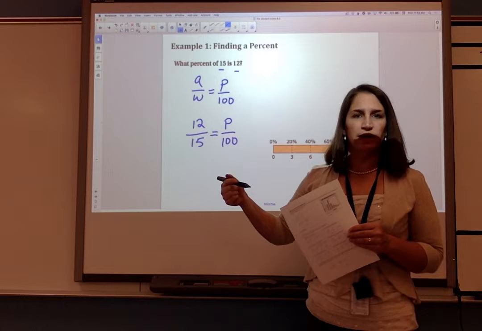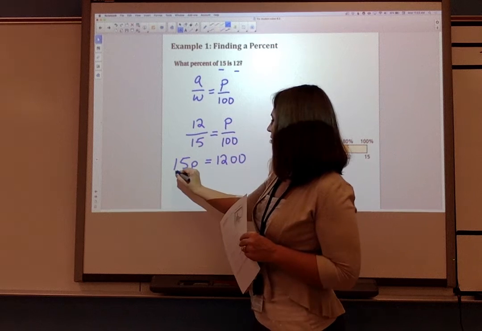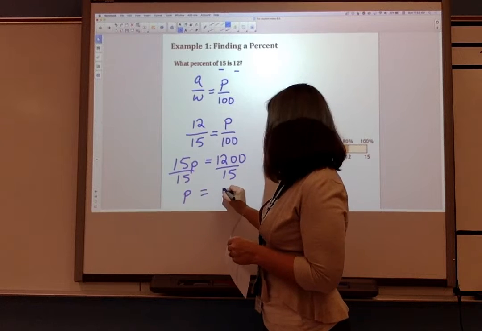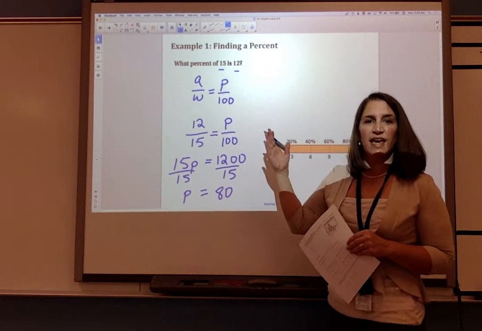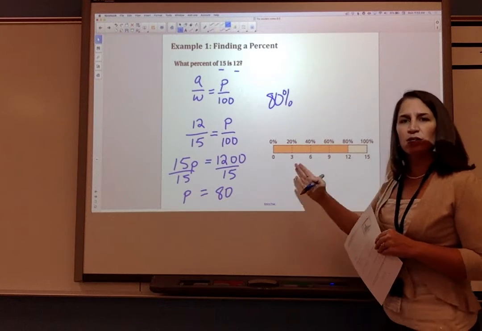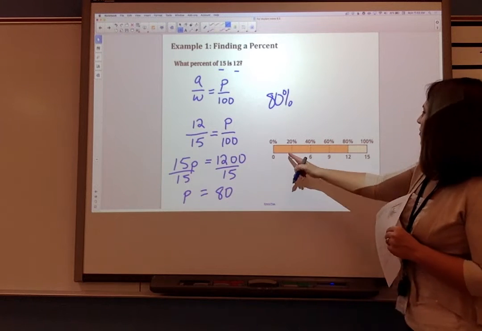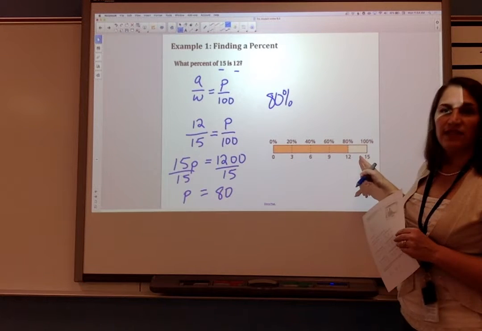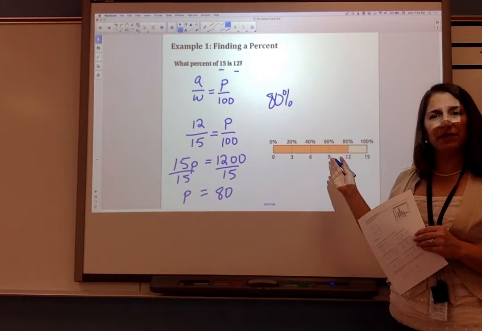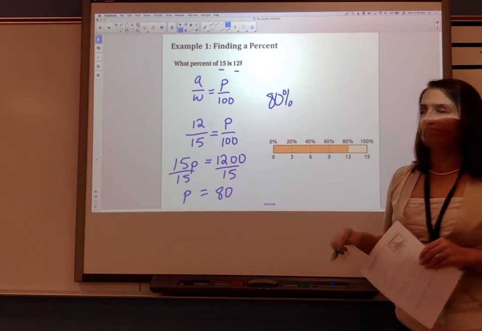So I'm going to go ahead and use cross products. So I'll say 15P equals 1200. I'm going to divide both sides by 15 and get P equals 80. So that means it's 80 over 100. We're talking 80%. And then I have this little picture here just so that we can see, is this a reasonable answer? If the whole is 15 and we have 12, we're basically dividing this into fifths, where each fifth is 20%. So yeah, 12 would be 80% of 15.